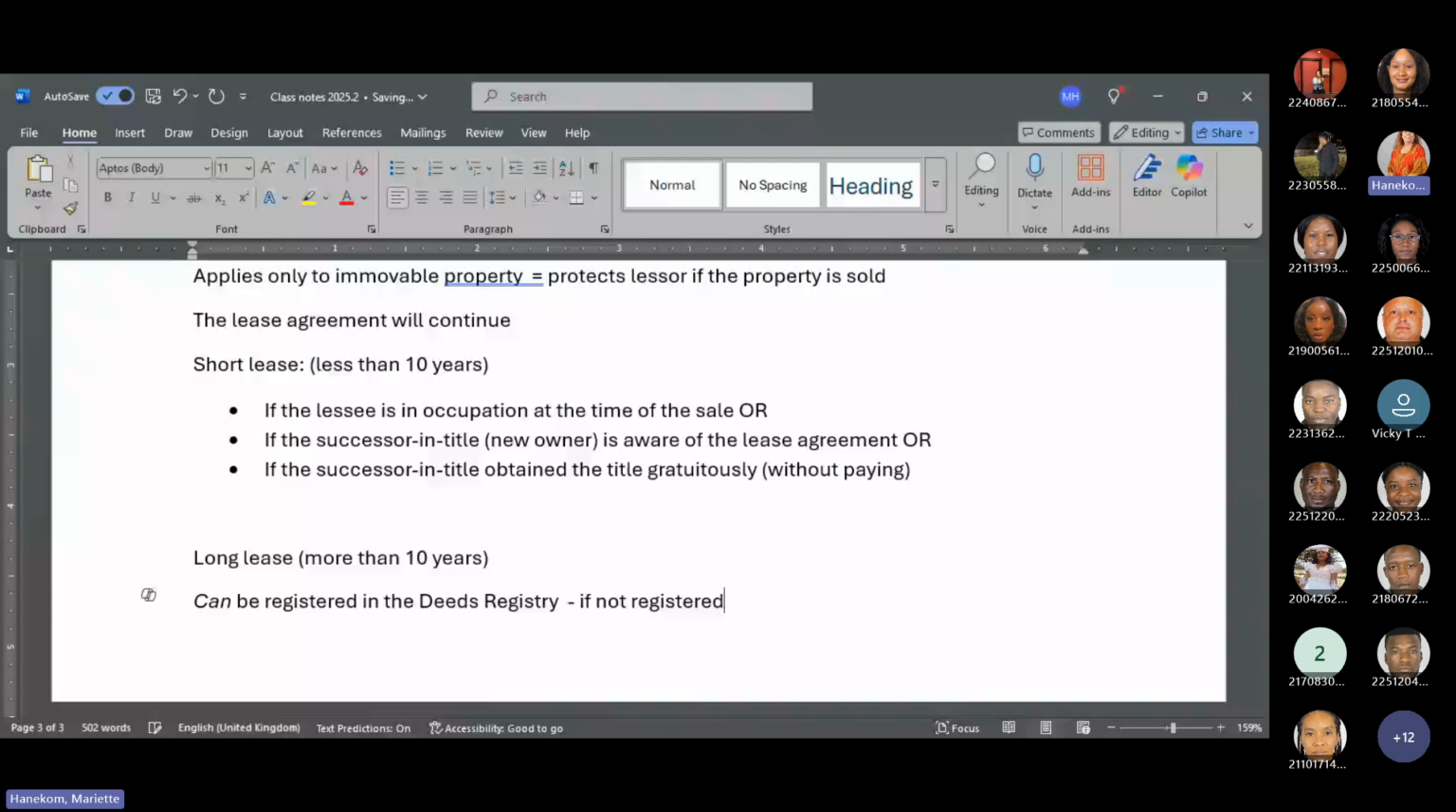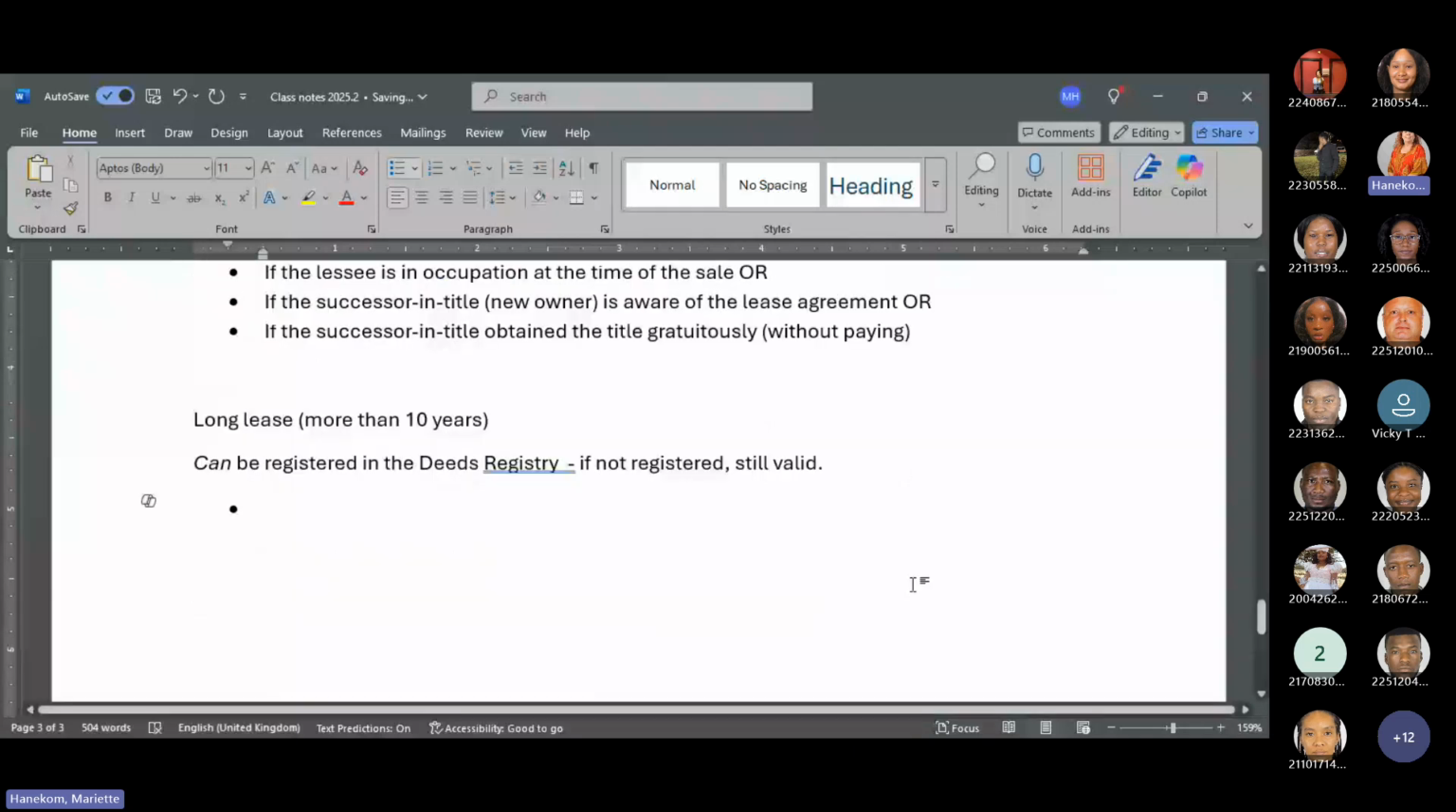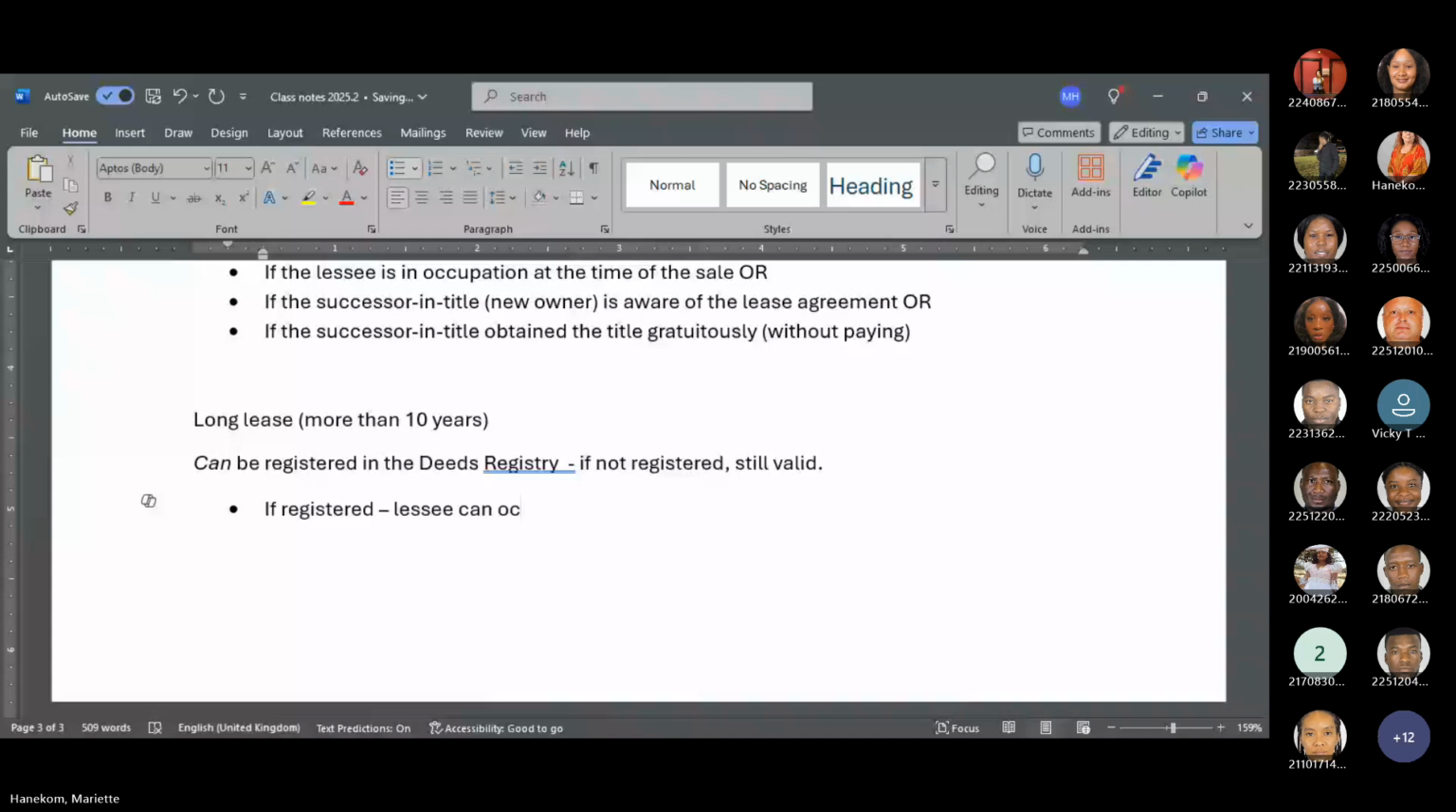Students often make this mistake and they tell me, no, it wasn't registered, so it's not valid. A lease for 50 years is still valid, even if it's not registered. But whether it's registered or not has an impact on the operation of the huurgaat-voor-koop rule. If it is registered, the lessee can occupy for the duration of the lease.